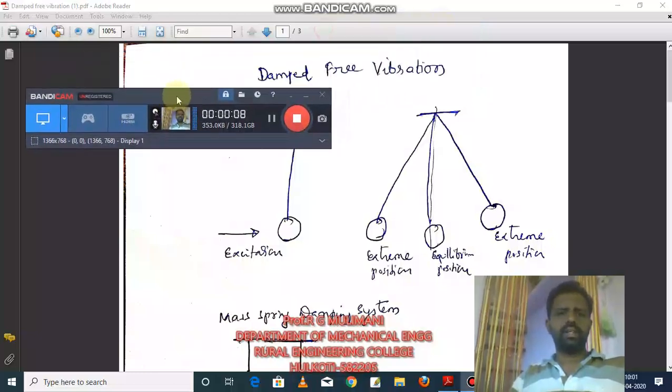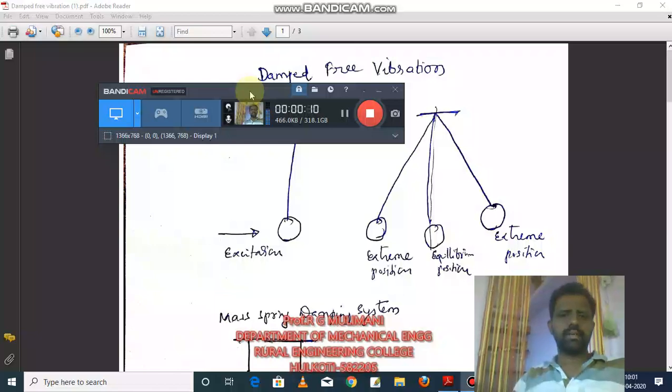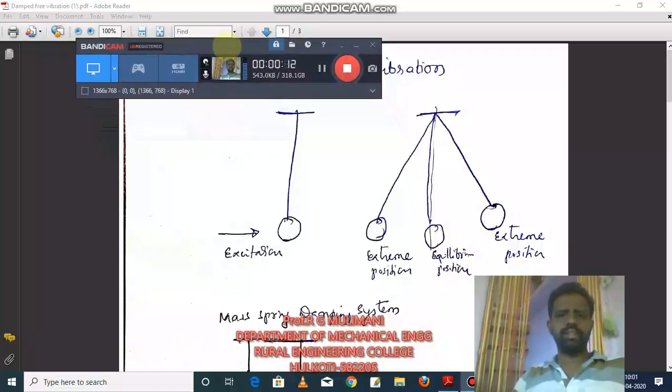Already you know that damping is the resistance to the vibrating body, and free vibration is when an external force acts on any system. For example, in this simple pendulum, when the external force acts on it, the resulting vibration is called free vibration. In damped free vibration, after a certain number of oscillations, it will stop because of the resistance.